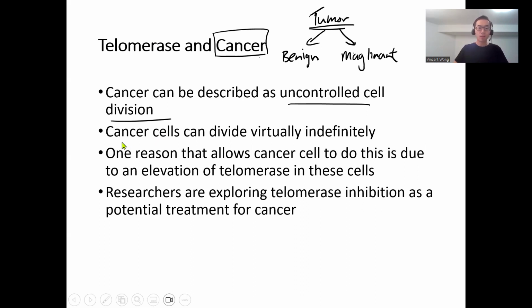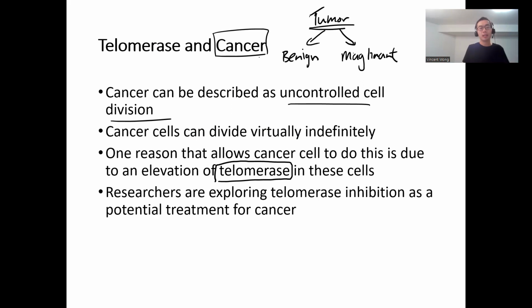So one of the reasons why the cancer cell can keep on dividing potentially indefinitely is because of an elevation of telomerase. Remember, telomerase is the enzyme that allows the telomeres to re-lengthen, as before, in the germ cells, right? So you're only supposed to have telomerase in the germ cells and some kinds of stem cells in the body, but you're not supposed to have telomerase in, say, your skin cell or your liver cell and other somatic cells.